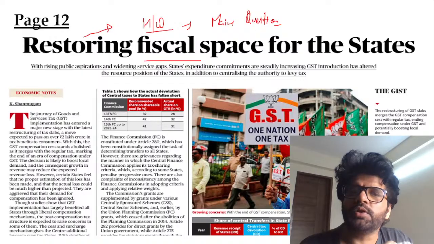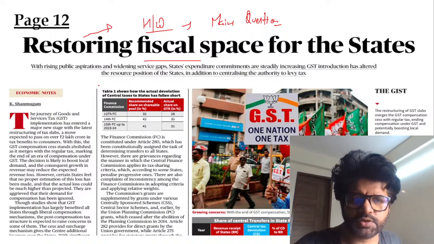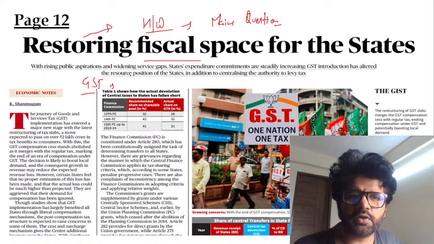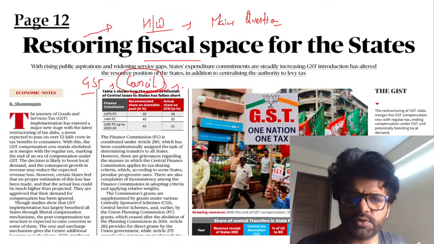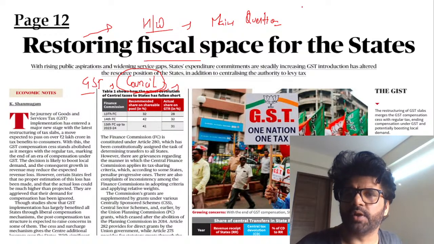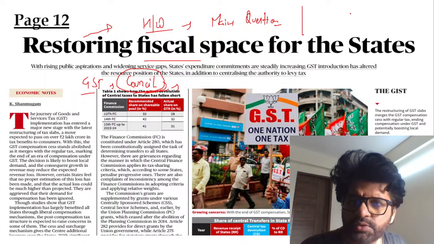So let's focus. What is this article talking about? Restoring fiscal space. GST, goods and services tax, led to the creation of the GST Council, where center and states come together and decide how taxation should happen. According to this article, the taxation power of states has reduced considerably. Now the center is calling the shots, and especially the opposition-ruled states are not very happy with how things are panning out.